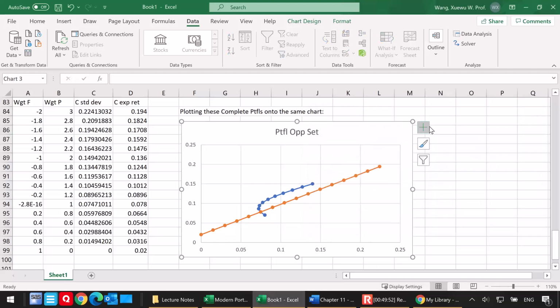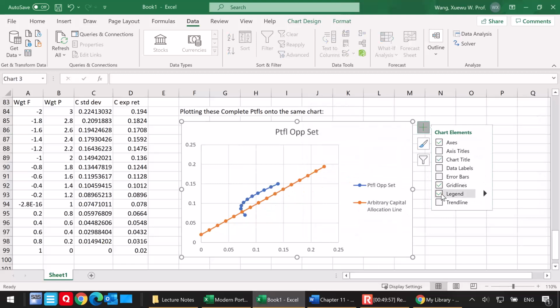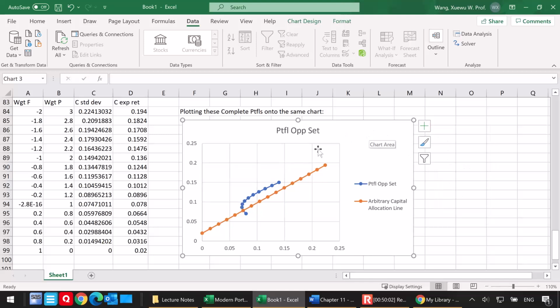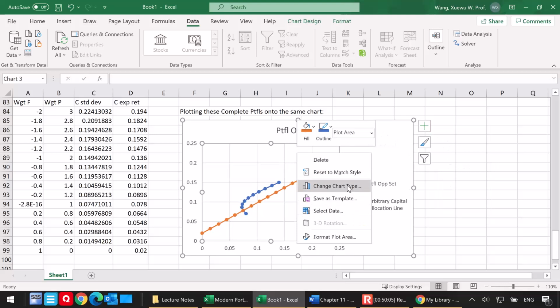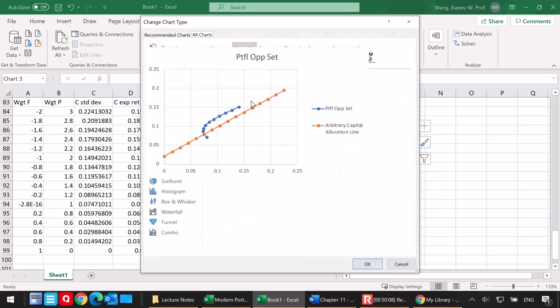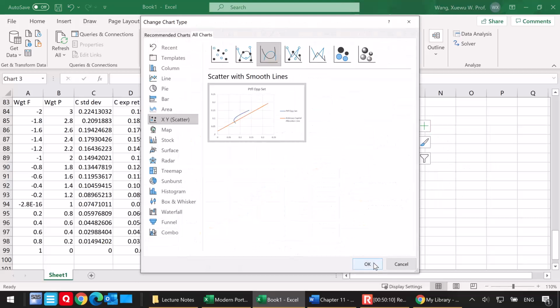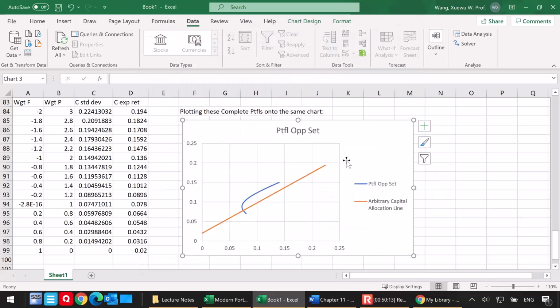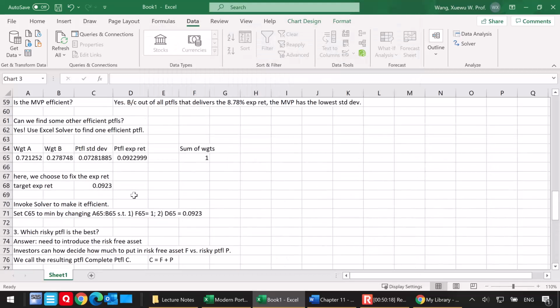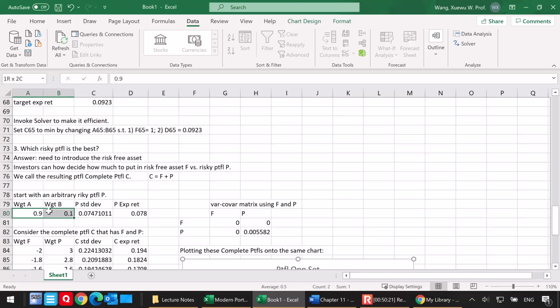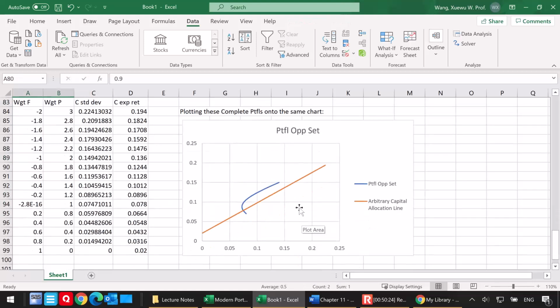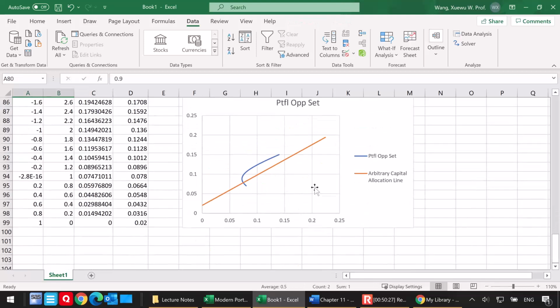And can I have the legend? All right, so I just put back the names here. So now you see that I want to get rid of the markers. So let's right click, change chart type, and get rid of the markers. So this is now saying if you just pick the risky portfolio P, investing 90% versus 10%, then this is what you're going to have. So the question is, can you do better than this capital allocation line?